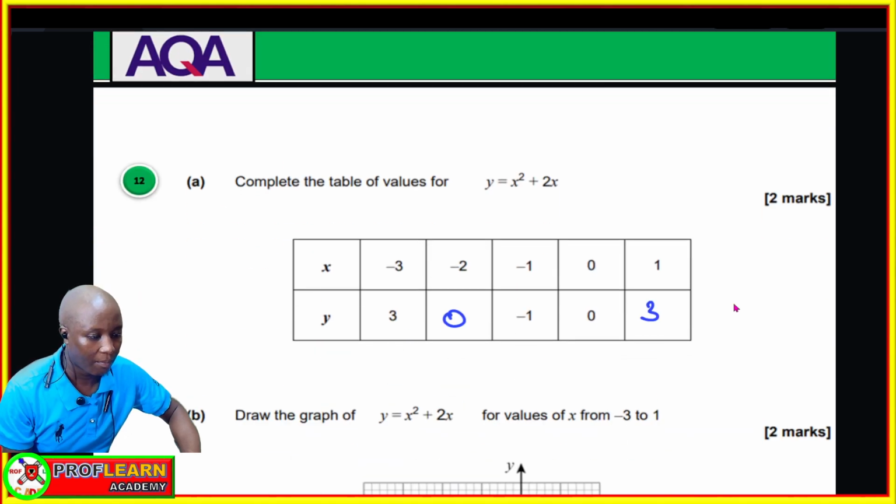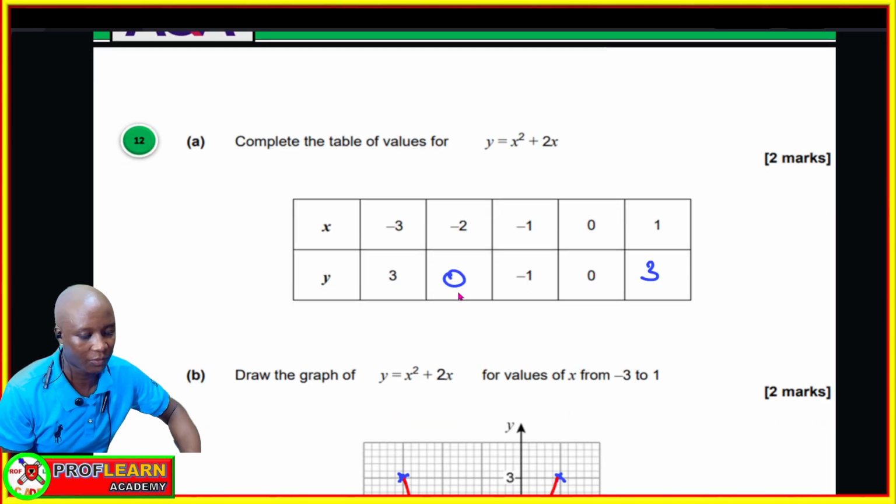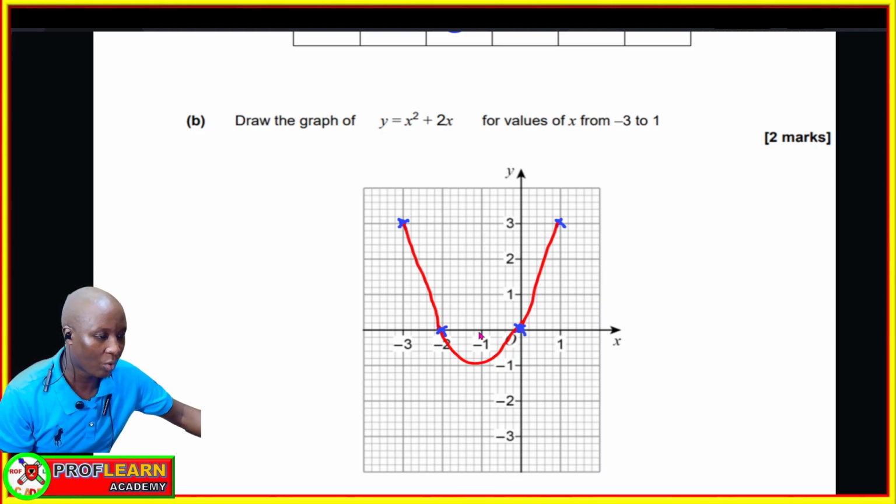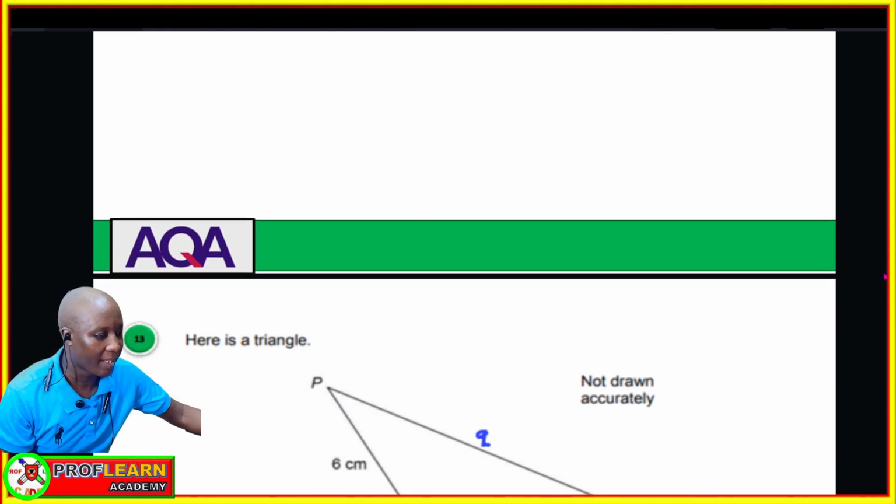You need also to prepare on how to answer question to do with graphs. Completing the table of the quadratic graph or a straight line is very important, so that you can be able to easily plot the points. And in the event that you are asked to find the solution, you are going to read your graph here, where the graph cuts the x-axis. So that's also another area that they may ask you.